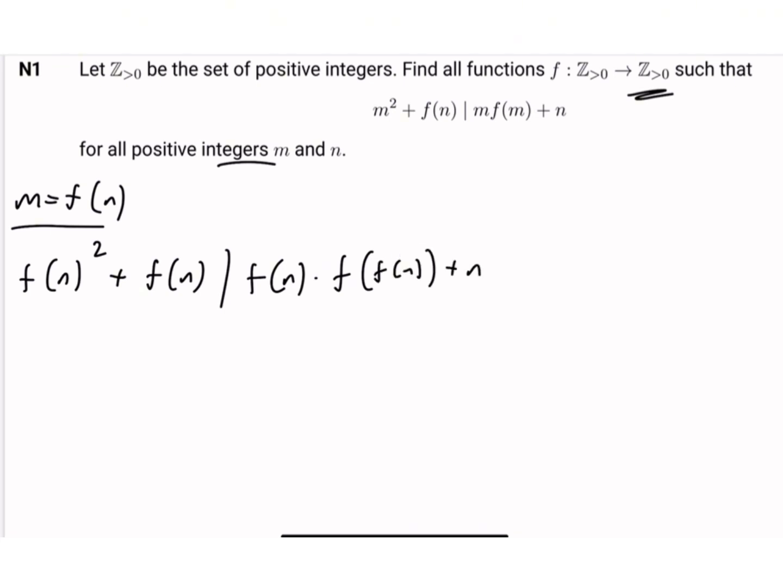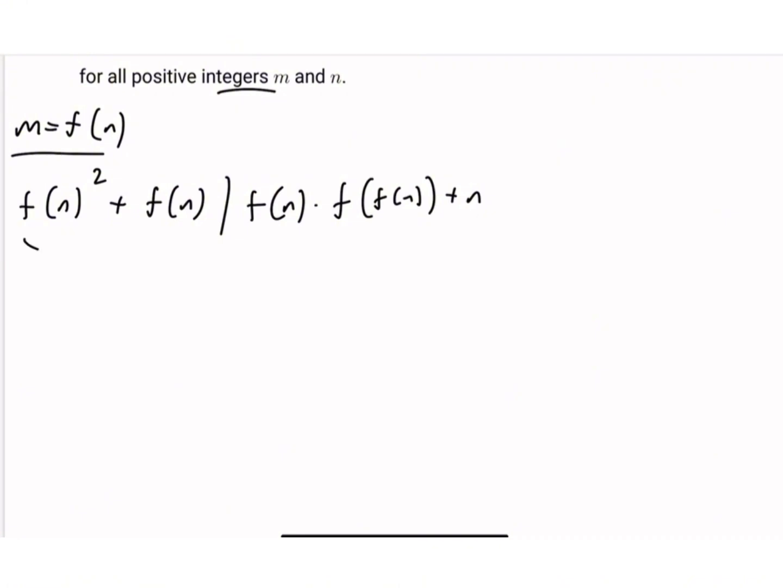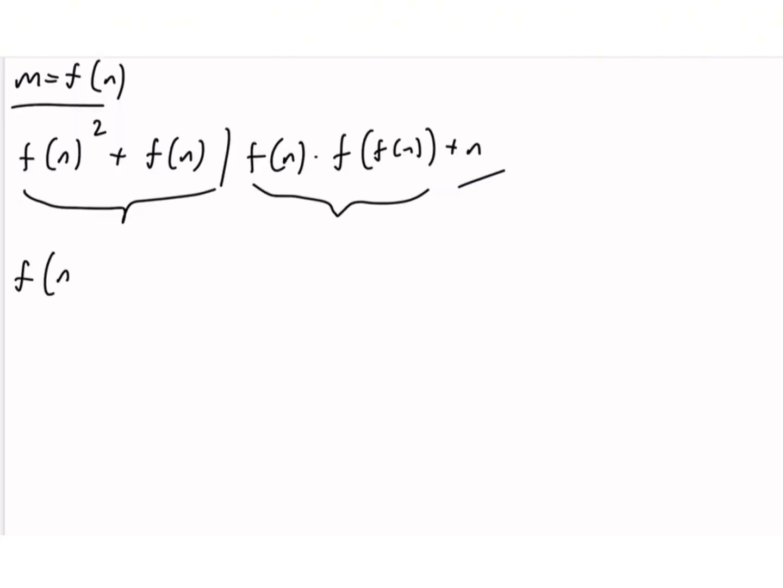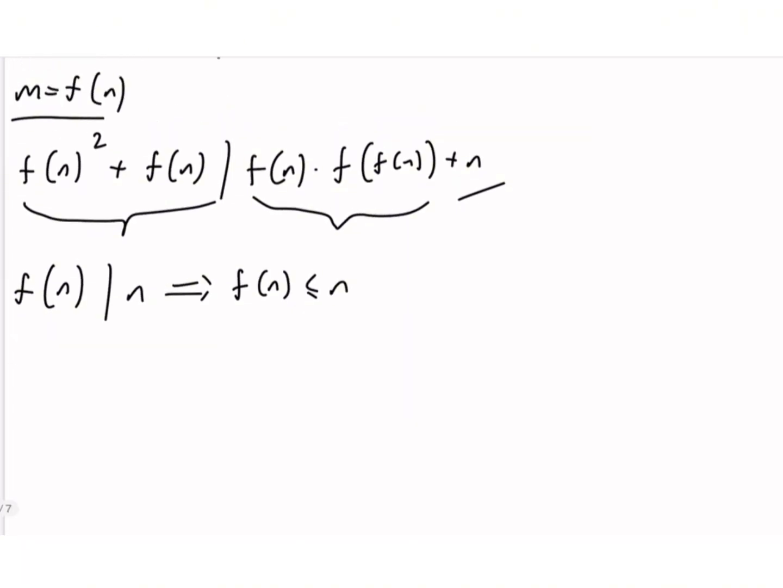So as you see here, f(n) divides this left hand side, so it should also divide the right hand side. But we also know that f(n) divides here f(n) times f(f(n)), thus it should also divide n. So we get f(n) divides n, which means f(n) is smaller than or equal to n. Now let's get this and hold it somewhere.